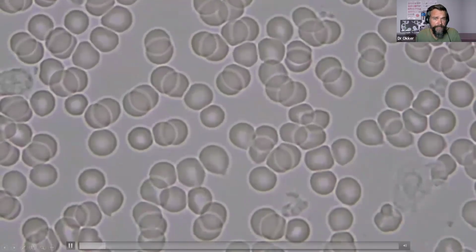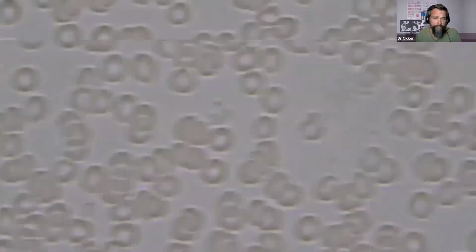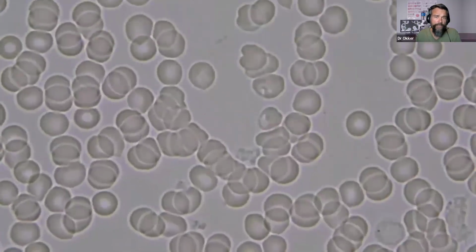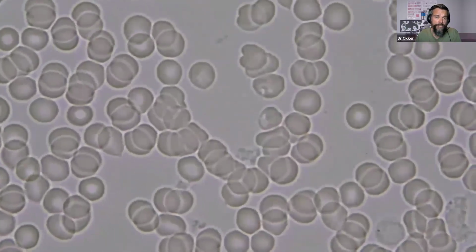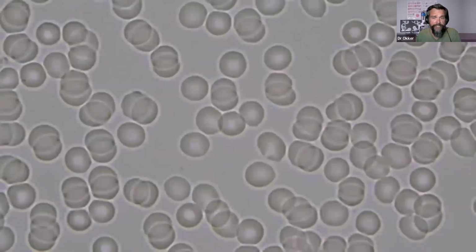These teardrop shaped cells are also quite noticeable in this sample. We're seeing quite a lot of those as well. That relates to poor protein digestion. So we're seeing some digestive challenges here.